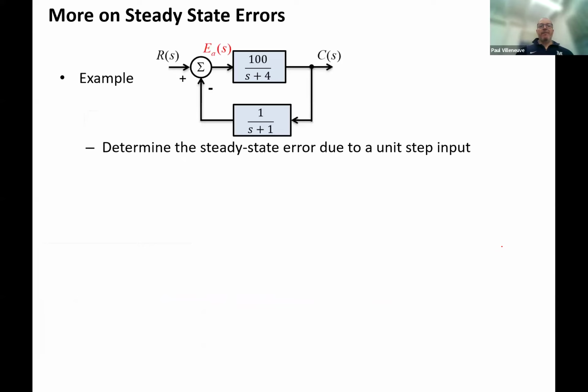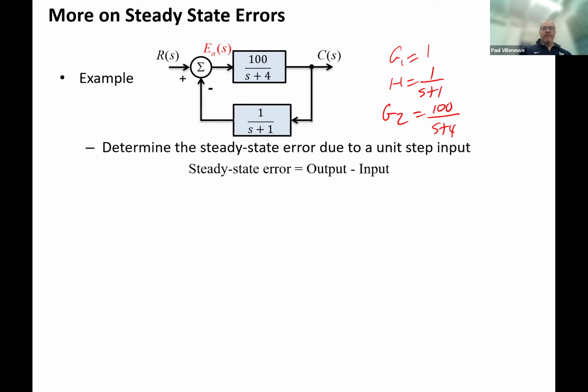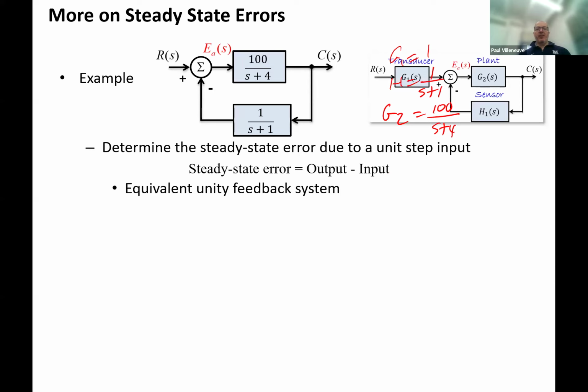Here's an example. Calculate the steady state error due to a unit step. We see that G1 is equal to 1. H is equal to 1 over S plus 1. And G2 is equal to 100 over S plus 4. So our steady state error, output over input. Here's our equivalent. Oops, of course I wrote it right over here. Here would be what our equivalent is going to look like in this case.